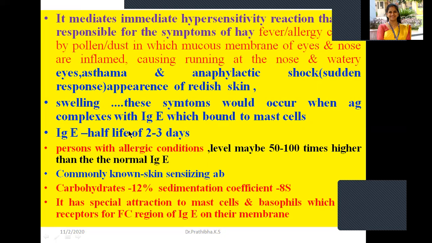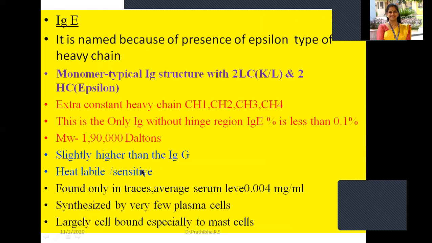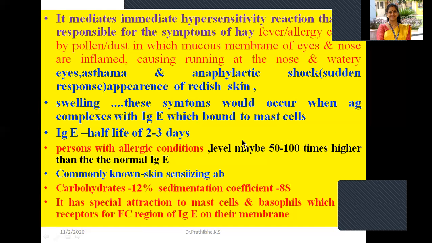IgE half life is how much? 2 to 3 days. In a person with allergic conditions, the level may be 50 to 100 times higher than the normal immunoglobulin E level. In normal condition, how much are you going to get? Only less than 0.1 percent.